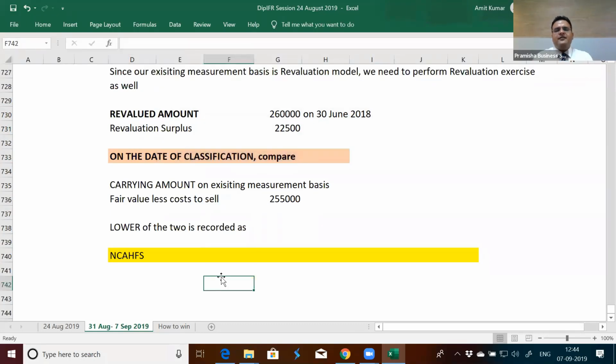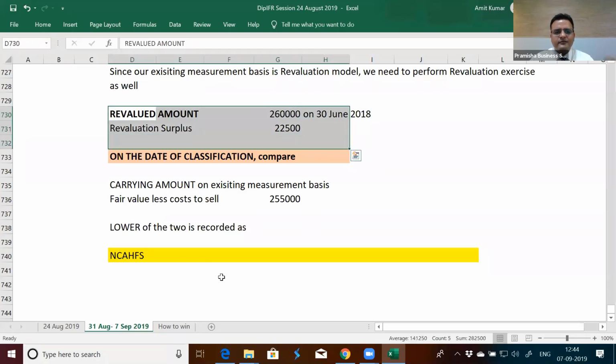It's like a Pakistani soldier who was caught by the Indian army, and before he is handed over to the Pakistani army, he is in no man's land. So till the time he is in India, he has to obey the rules and principles of India. Till the time he has not crossed the border, he has to follow the existing measurement principles. That is, IAS 16 property, plant and equipment principles will be followed till the time the soldier crosses the border.